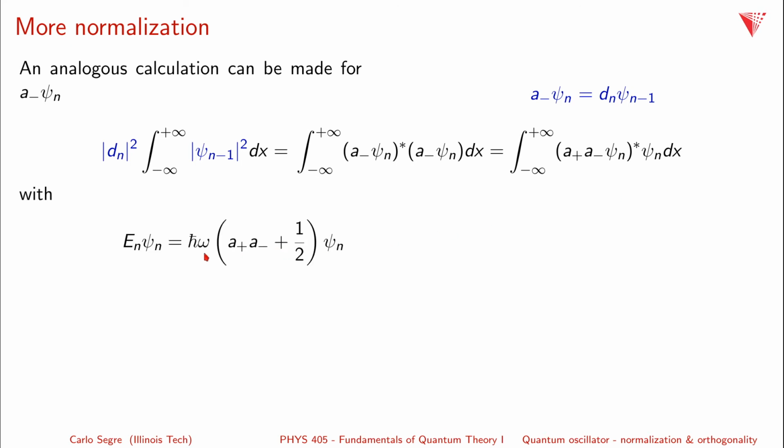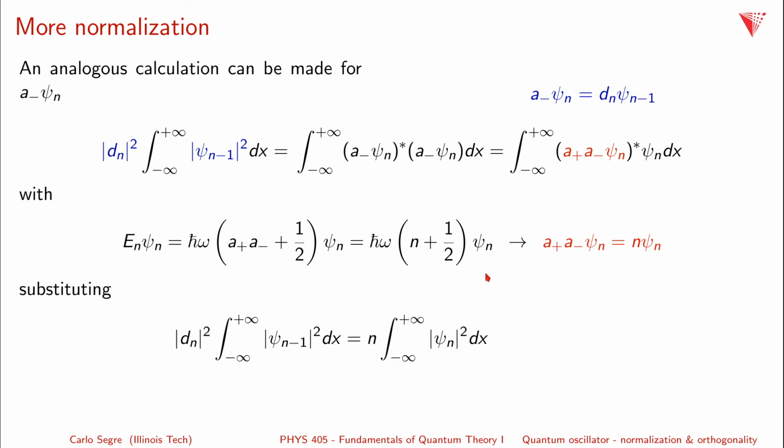Well, again, in this case, we can rewrite the Hamiltonian in a slightly different way, in the other form, and that is that E sub n psi sub n is equal to h bar omega A plus A minus plus 1/2 psi sub n. Well, since the energy of the nth state is h bar omega times n plus 1/2, then clearly A plus A minus applied to psi sub n gives us n. So A plus A minus applied to psi sub n gives me n times psi sub n.